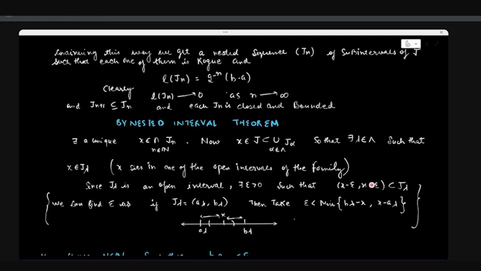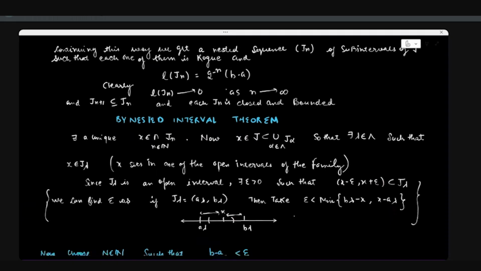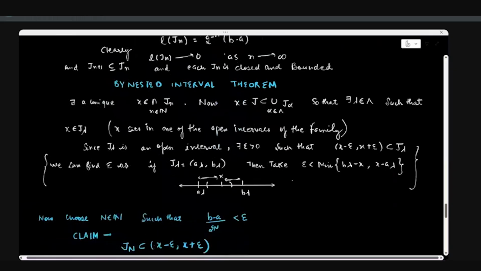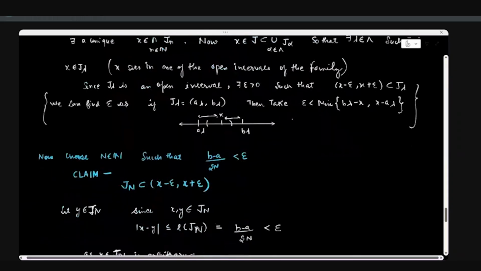It is true by the definition of open set because x will be an interior point of it, but you can say it in this way: if our J_lambda looks like (A_lambda, B_lambda), then we can take epsilon less than the minimum of these distances. Then essentially (x minus epsilon, x plus epsilon) will be contained in the interval J_lambda. So now we are approaching the end of the theorem.